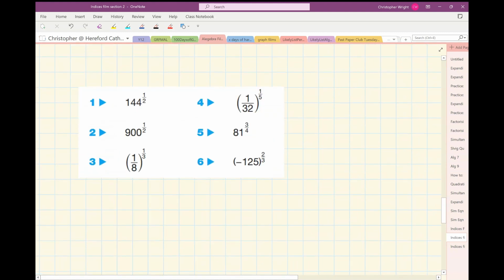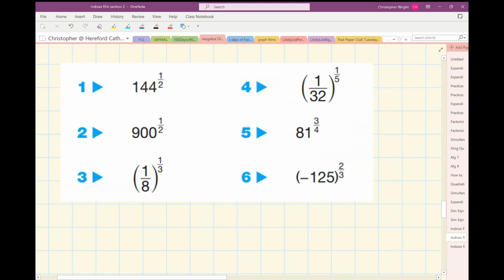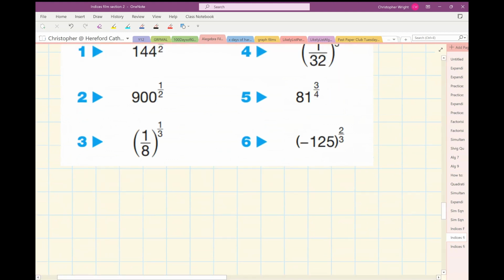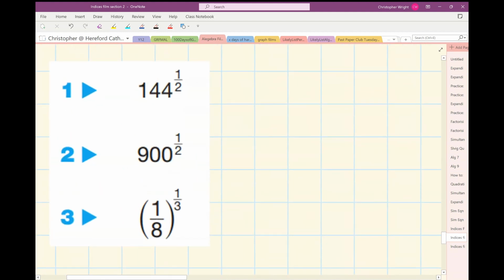Now, here are some harder examples. And I think that will be the end of this section once we've had a go at these. Press pause, press play when you're ready, and I'll take you through them. Okay. 1 to 3, let's have a look.